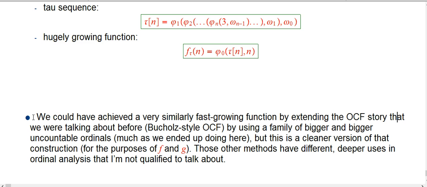All right. One thing I want to mention, I think I've alluded to this before. We could have achieved a very similarly fast-growing function by taking the OCF story that we were talking about before. That's this Buchholz style. And instead of just using one new ordinal placeholder, which we were using the least uncountable ordinal for, just use a countable family of bigger and bigger uncountable ordinals. It's basically what we were doing here. But now that I've looked at this and written these videos up, I think it's cleaner for these purposes.